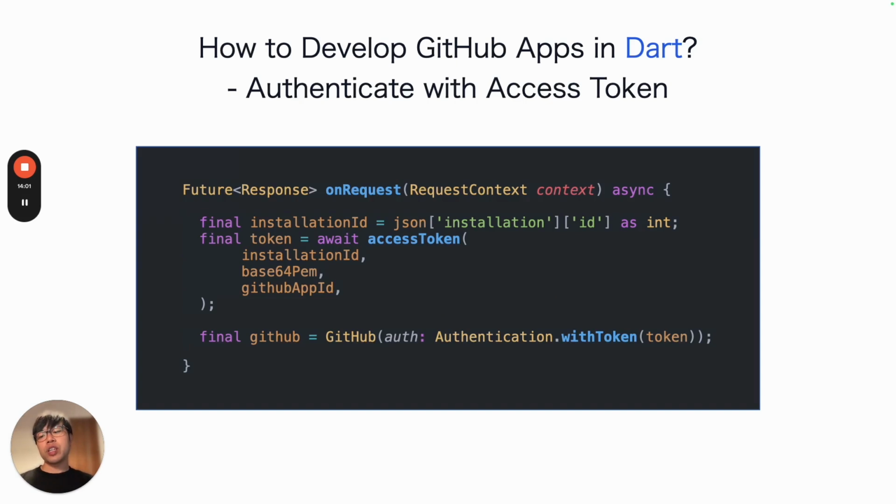To use the GitHub API from Code Sensei with the installation ID, PEM, and GitHub App ID, it generates an access token and authorizes the app with the token. You can now use the GitHub API from the bot. More specifically, you can create review comments on PRs.